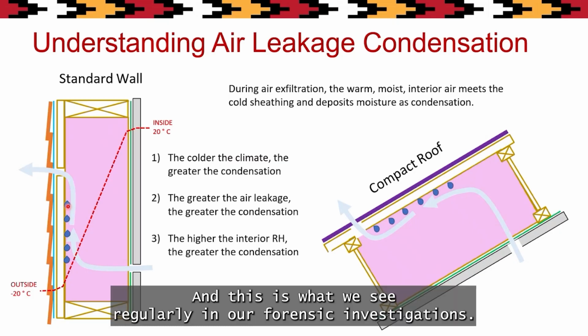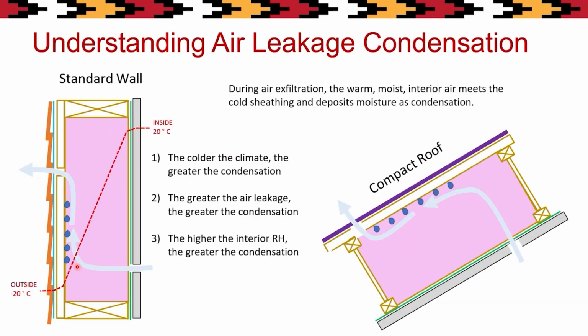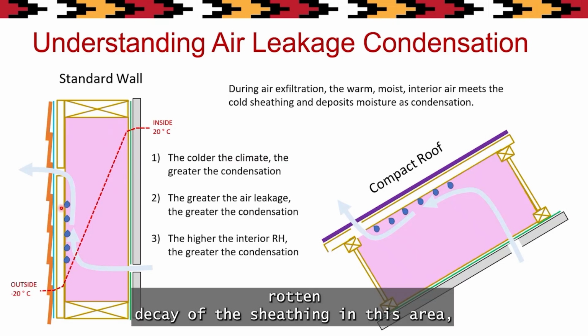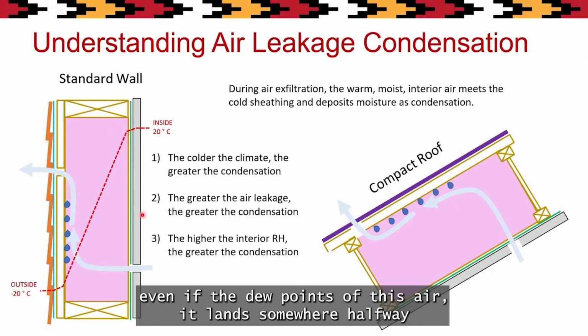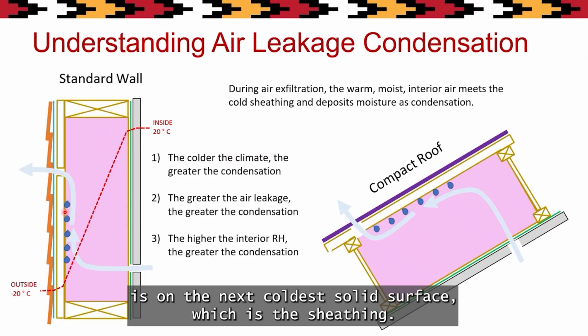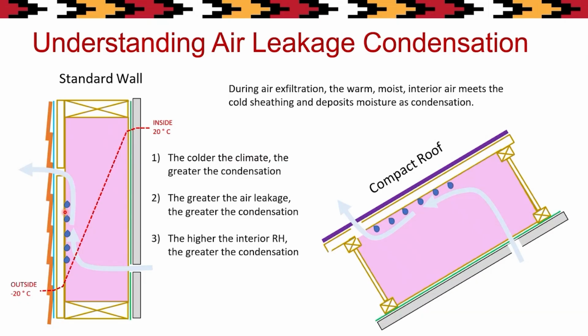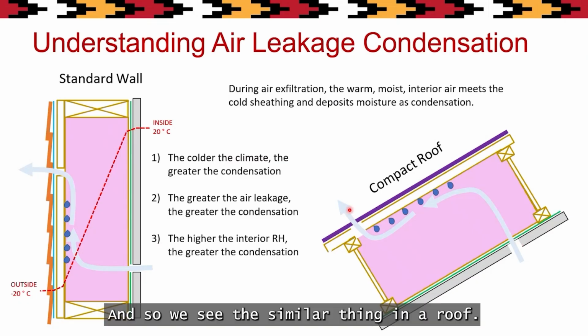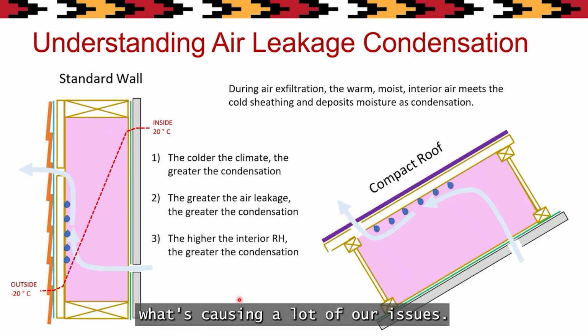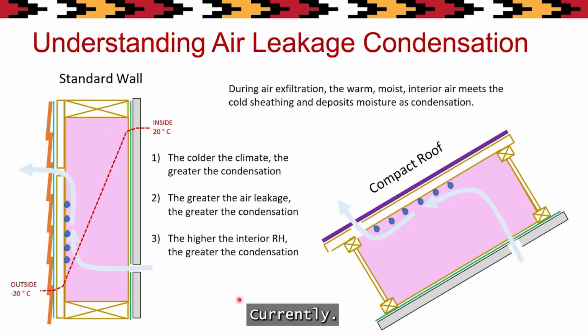And this is what we see regularly in our forensic investigations, that anywhere near an air leak, you'll see a lot of mold, rot, and decay of the sheathing in this area. Even if the dew point of this air lands somewhere halfway across this cavity, where the condensation will actually occur is on the next coldest solid surface, which is the sheathing. And so we see the similar thing in a roof, and the collection of this condensation is what's causing a lot of our issues currently.